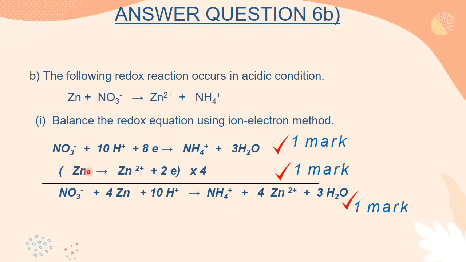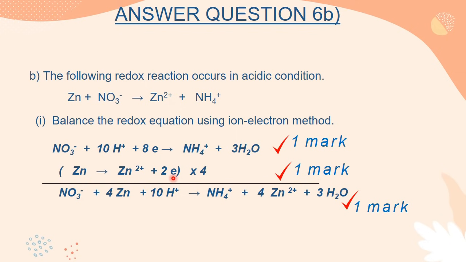Okay, and then for second equation, zinc become zinc 2+. So atom dia dah balance, so kita check kita punya ion je lah. Sebelah zinc ni kosong, sebelah zinc 2+, 2+ sebab dia ada positif 2. That's why kita tambah dengan 2 elektron.